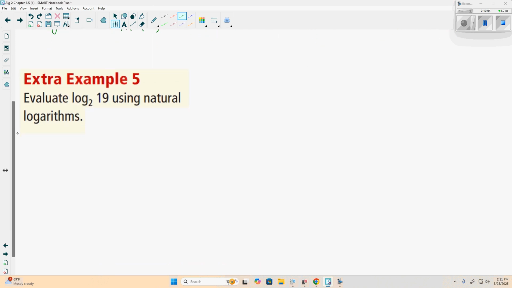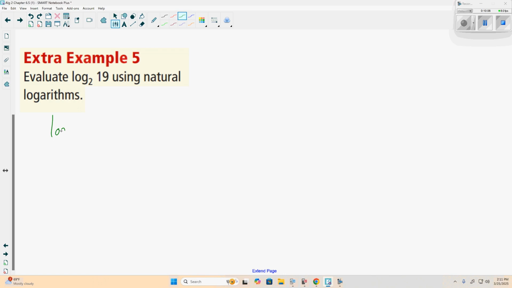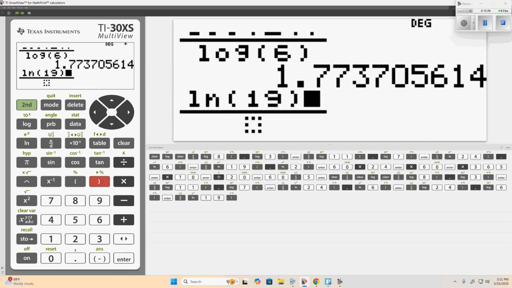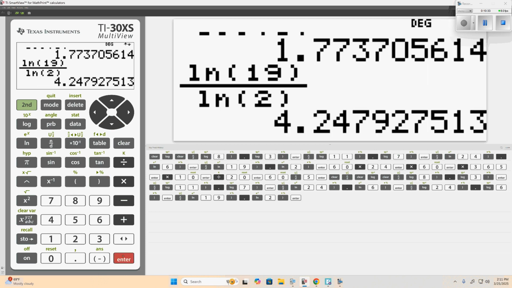So log base 2 of 19 would be the natural log of 19 over the natural log of 2. So I guess it's going to be close to 4. Natural log of 19, natural log of 2, 4.2479.